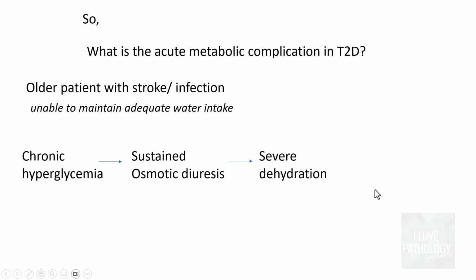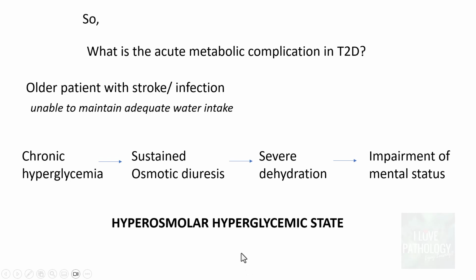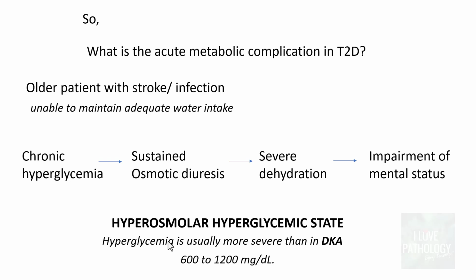And this dehydration continues, leading on to impairment of mental status. And there is an increase in the glucose levels, and this state is referred to as hyperosmolar hyperglycemic state. So the hyperglycemia is usually more than what we see in diabetic ketoacidosis. It's more than 600, and it can go up to 1200 milligram per deciliter. In the end stages of this condition, they might go in for impaired consciousness and even coma. That is hyperosmolar hyperglycemic coma. This can happen as an acute metabolic complication of type 2 diabetes mellitus.